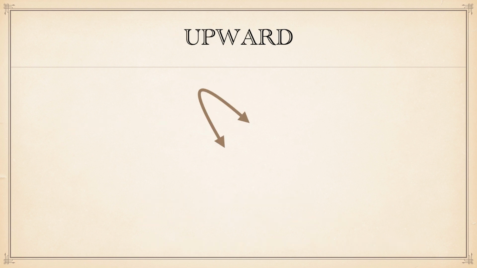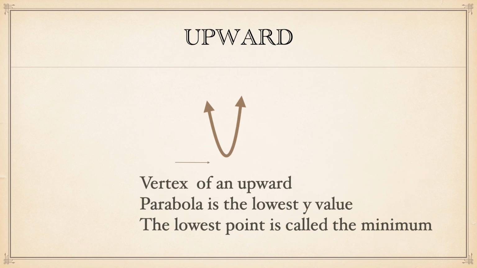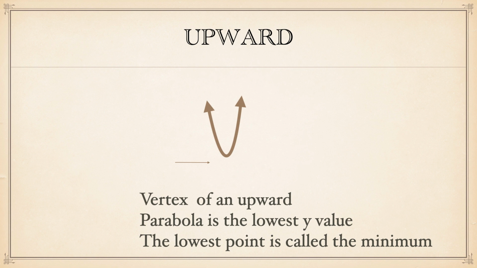So an upward parabola looks like a U. Again, it has a point at the bottom that we call the vertex. This time, the vertex is at the lowest point it can be. I can't go down any further, and so the lowest point we call a minimum. So an upward parabola has a minimum. A downward parabola has a maximum.